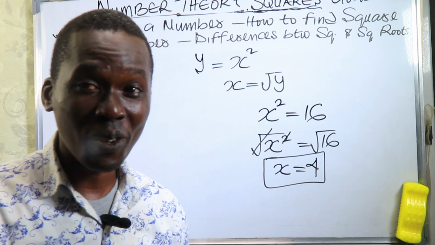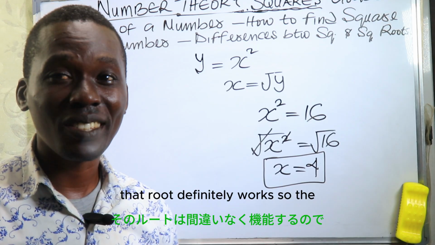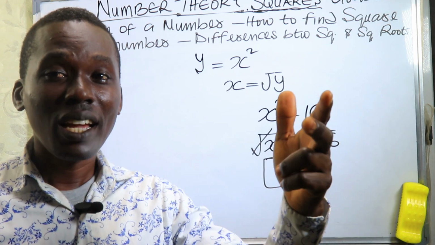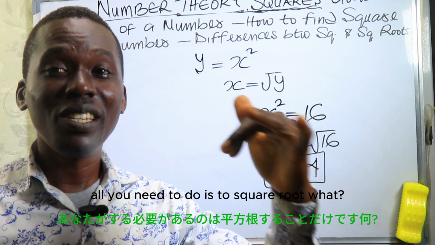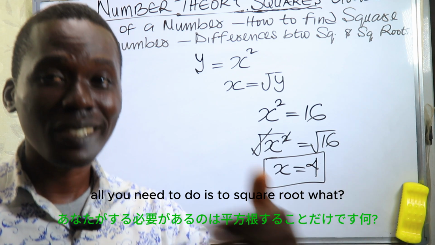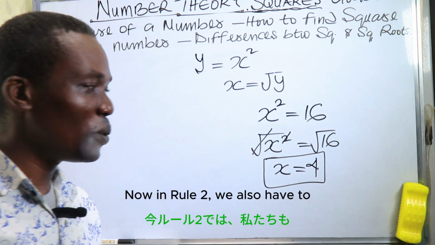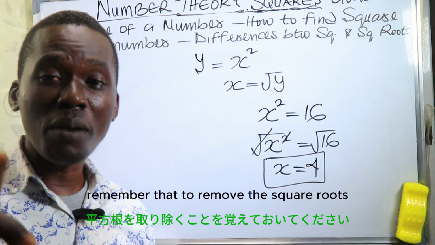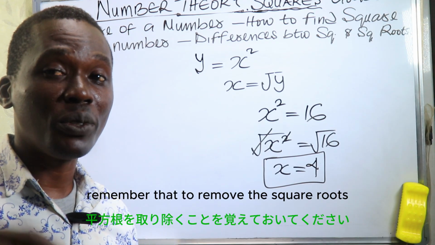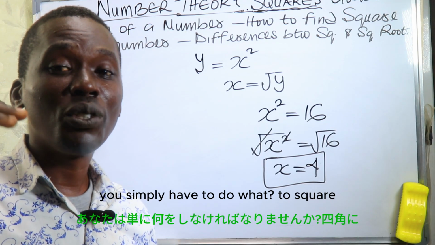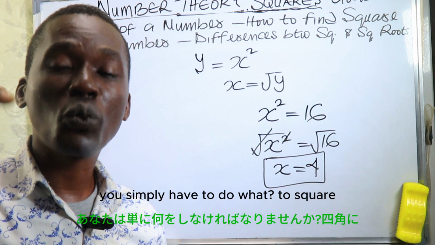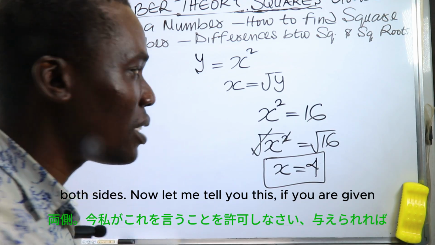So you see, that rule definitely works. So to remove square, all you need to do is to square root both sides. That's rule 1. Now, in rule 2, we also have to remember that to remove the square roots, since they are inverse, you simply have to square both sides.